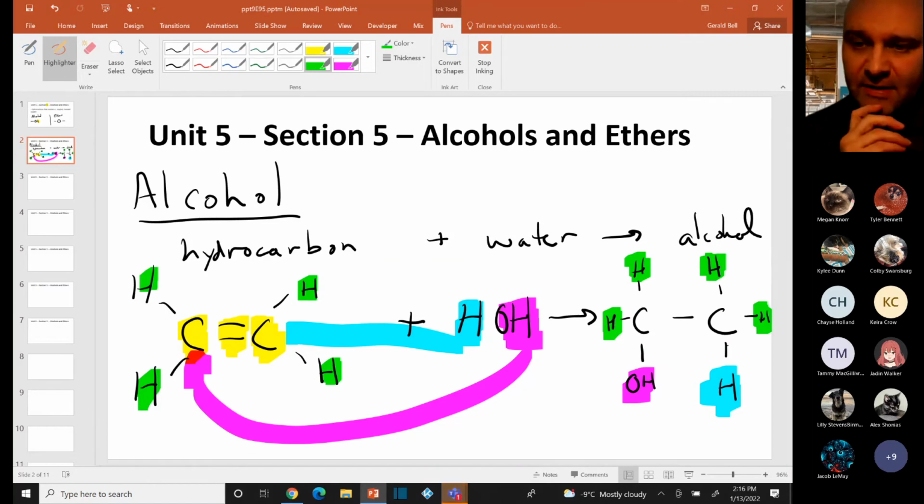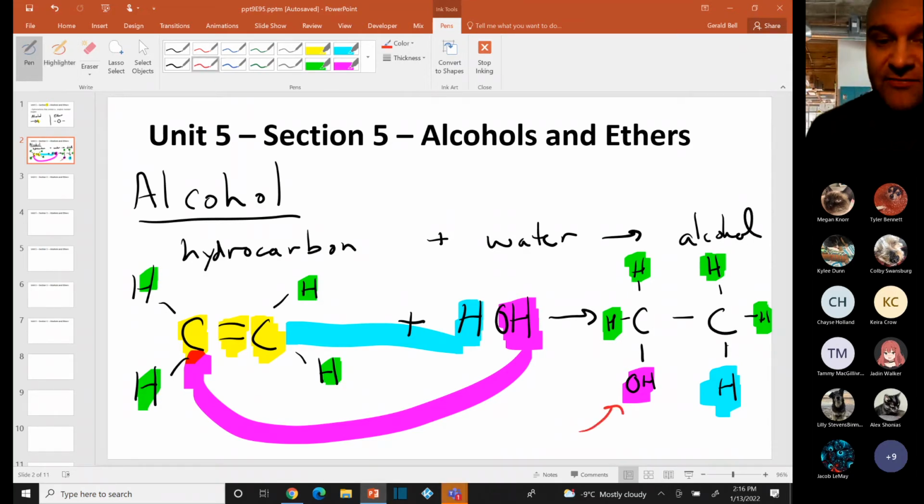I know with all my colors here, it might be a little difficult to see, but that thing we put on the end, it is now an alcohol. It has an OH group attached to it, and that's what makes it an alcohol.